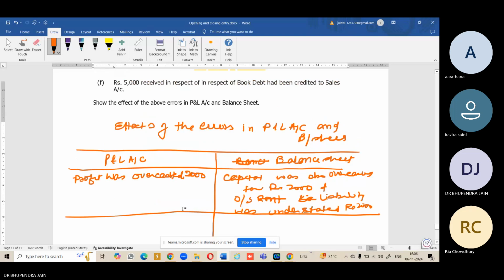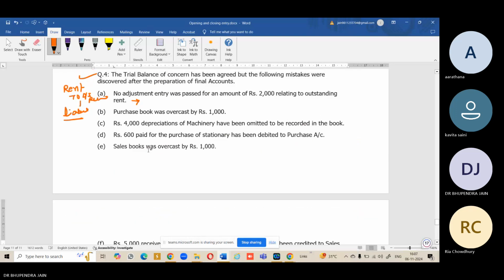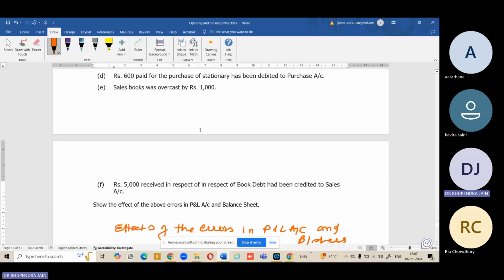Number second, purchase book was overcast by rupees 1,000. Beta, you have recorded 1,000 more amount in the purchase book. So whenever you enter more amount on the debit side, definitely your profit will go down. So purchase is related to gross profit. So it will affect the profit, gross profit as well as net profit. क्या लिखेंगे बेटा यहाँ पे?